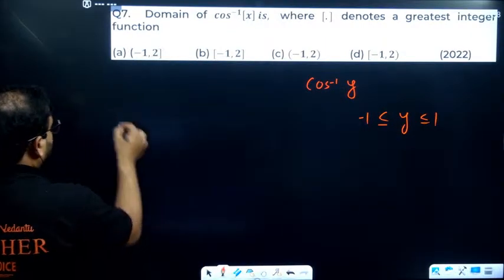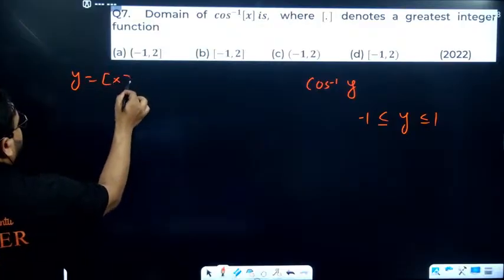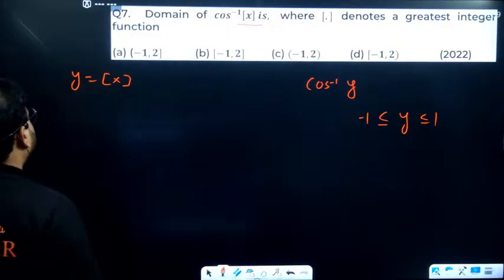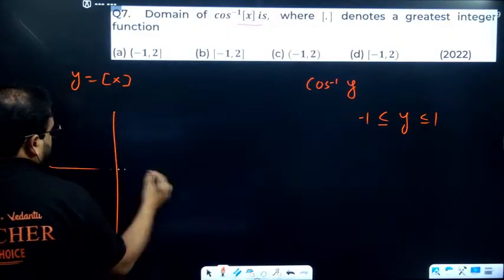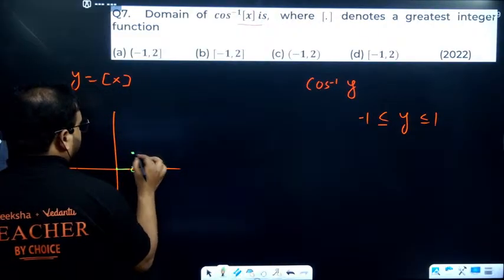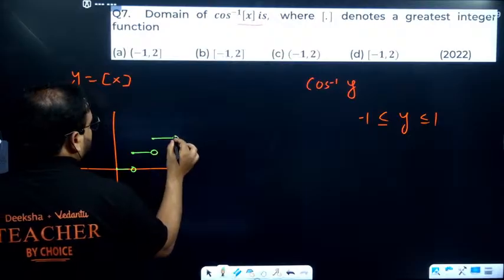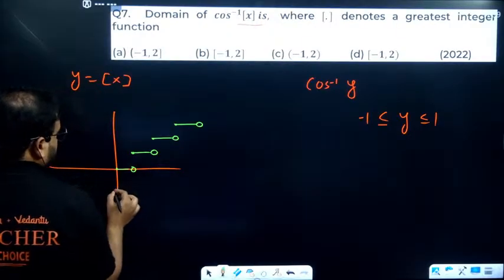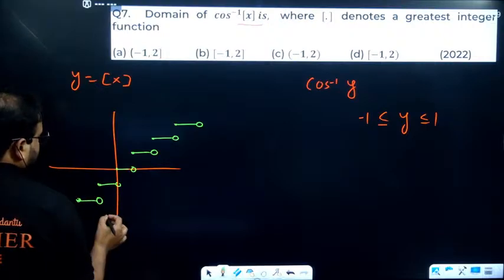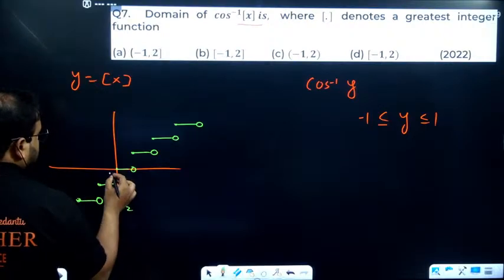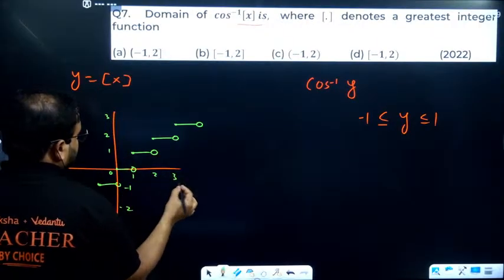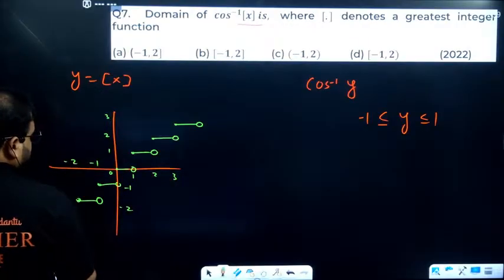How many of you know this particular graph? What is y over here? GI of x, the greatest integer function of x. If you know the graph of this function, it looks like this. Closed, open, closed, open, and so on. It's also called a step function, right? So this is minus 2, minus 1, 0, 1, 2, 3, and so on.